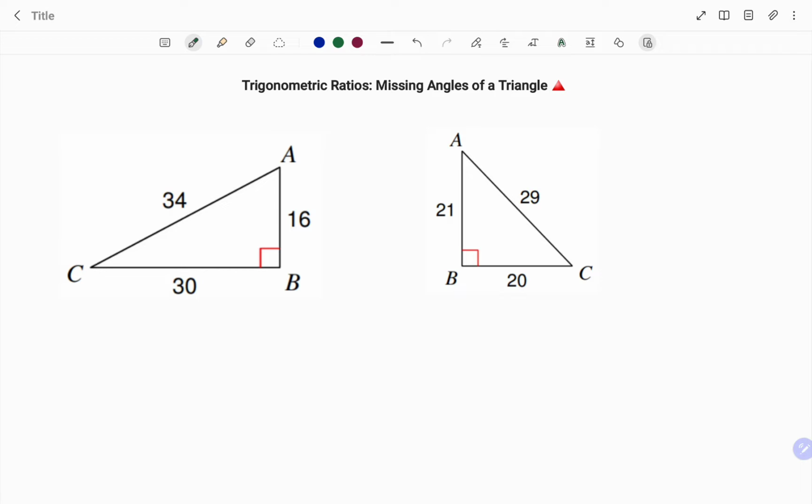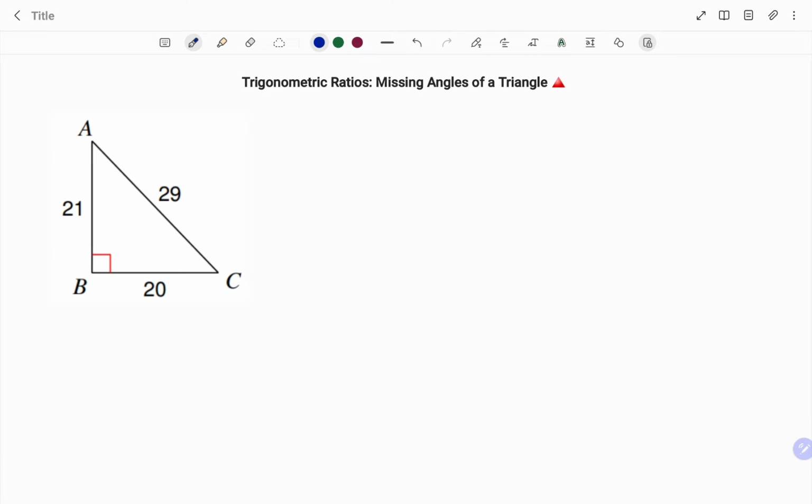The acronym for the trig ratios to use will be SOHCAHTOA. So I have my SO, CA, and TOA. What this means is, for the first one, sine theta or sine of the angle equals opposite over hypotenuse. For cos, we have cos theta or cos of the angle equals adjacent over hypotenuse, and your tan of the angle equals opposite over adjacent.